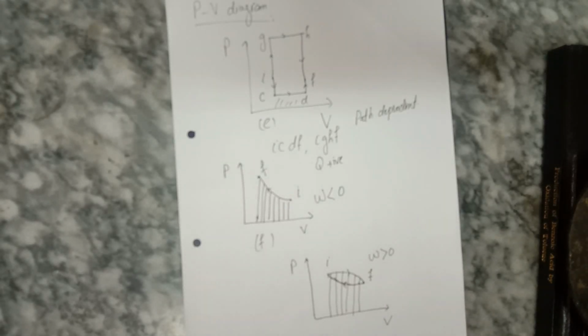So all these are different PV diagrams which could be very helpful to understand the pressure volume relationships and work done, and when heat is added and when heat is removed from the system, and constant pressure and constant volume as well.